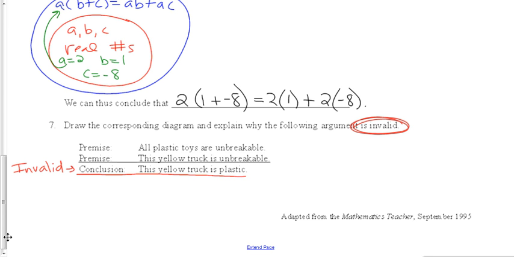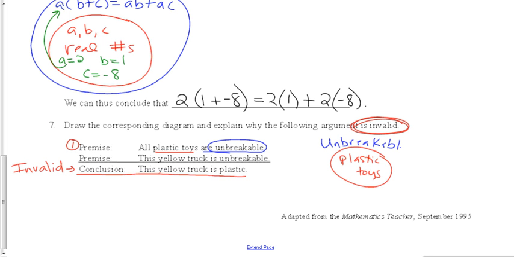So I'm going to start with the first premise, premise number 1, which is my general Venn diagram. So all plastic toys, so plastic toys, that's my small circle on the inside, are unbreakable. That's my circle on the outside. So I have my large circle on the outside, unbreakable. So now I need to talk about my second premise, premise number 2. I have a yellow truck that is unbreakable.